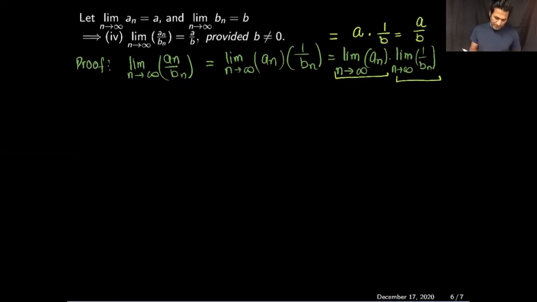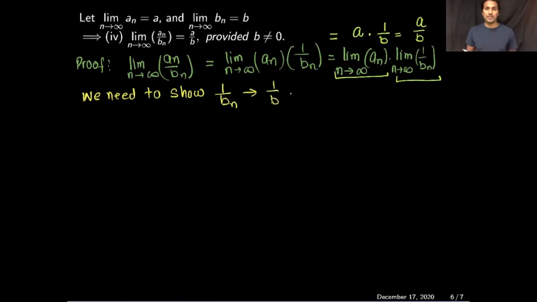So actually what I need to do is prove or show that the sequence 1 over bn converges to 1 over b. This will be sufficient to prove that if the sequence 1 over bn converges to 1 over b, then by using property 3, we can prove that the sequence an divided by bn converges to a over b. So now let's begin with what we have.